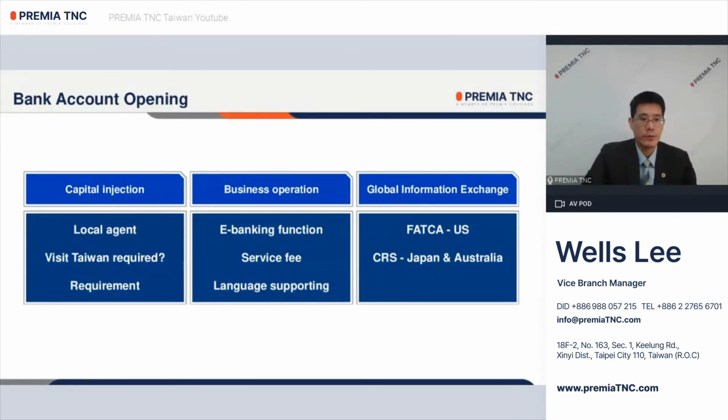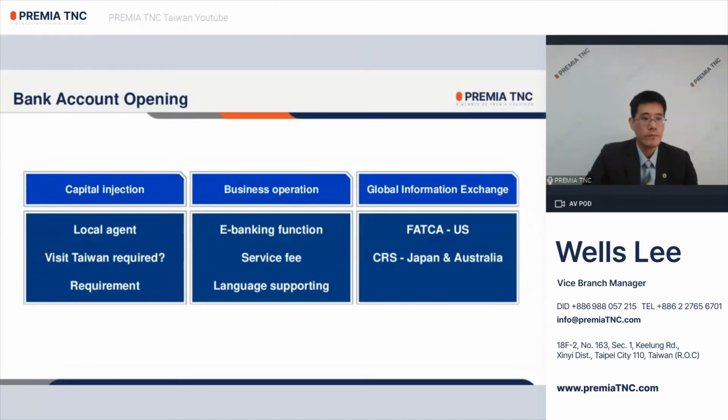Based on our experience, some larger foreign banks like Citi and Standard Chartered accept power of attorney, so the representative does not need to come to Taiwan. So if you have a bank account in these banks, you can contact your relationship manager in your country and ask them to contact their Taiwan branch, supporting the bank account opening.